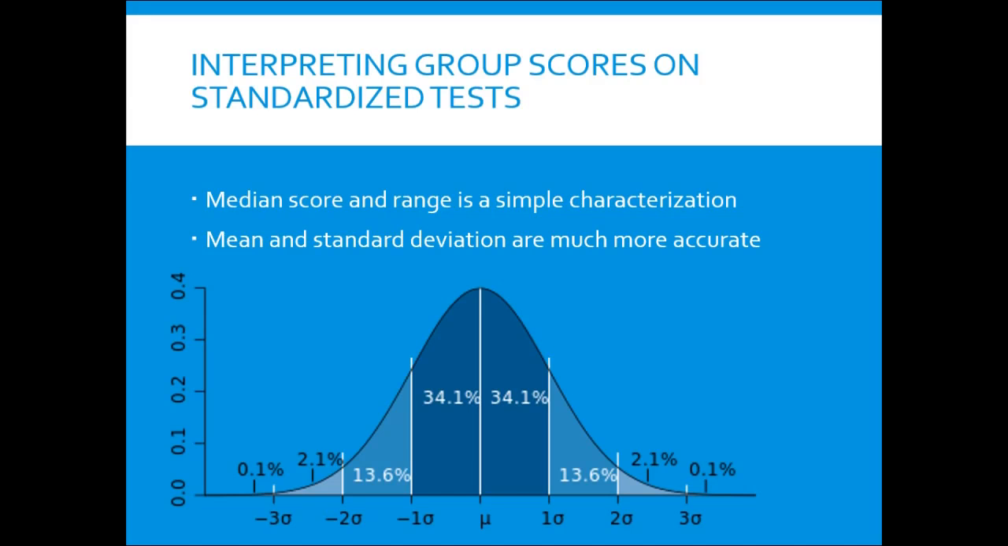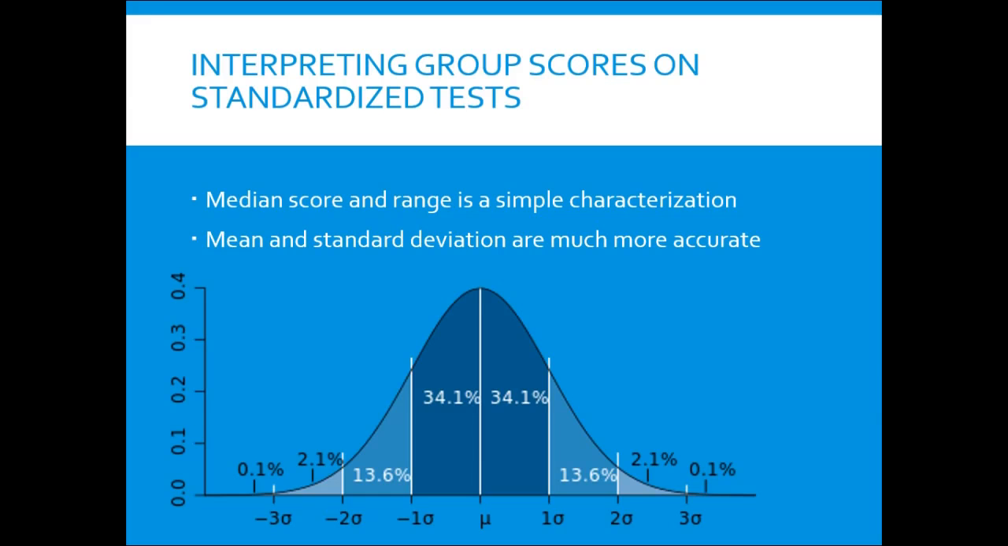Most of you are probably familiar with the notion of the median score and the range of scores. Now, median is what's known as a measure of central tendency. It's one of several ways of saying how a distribution of scores clusters around the center. Now, the range is a simple way of characterizing the diversity of scores around that central measure.